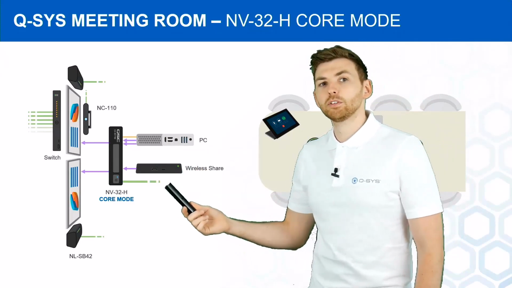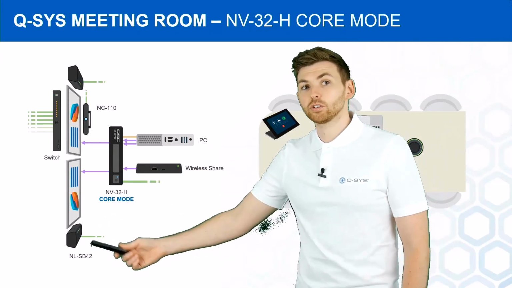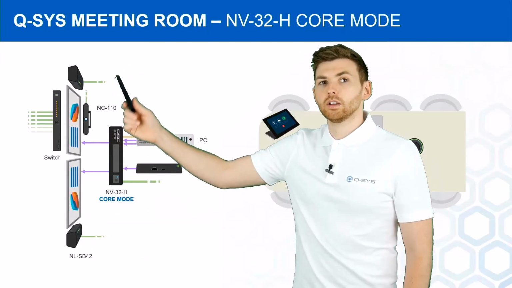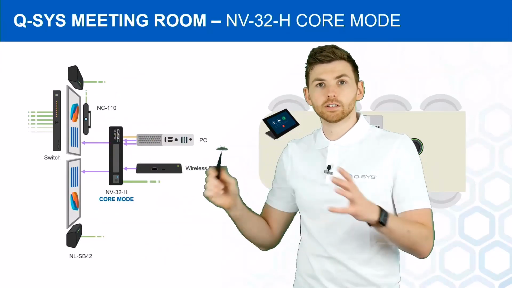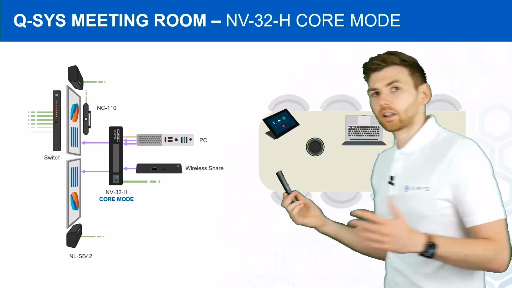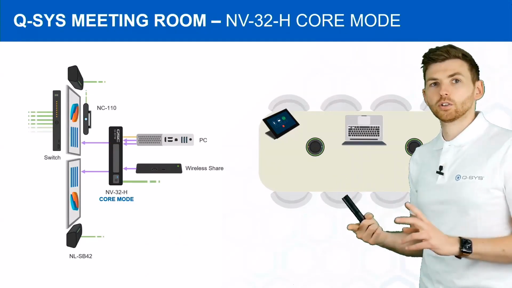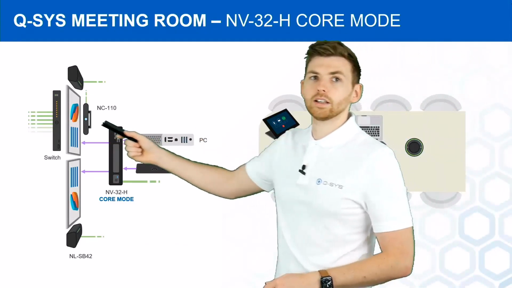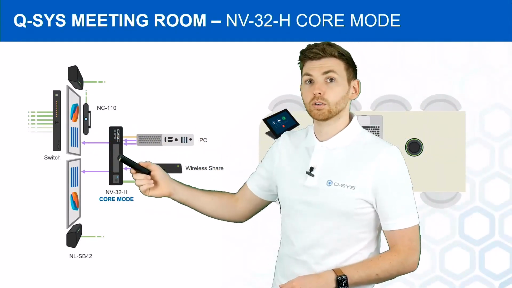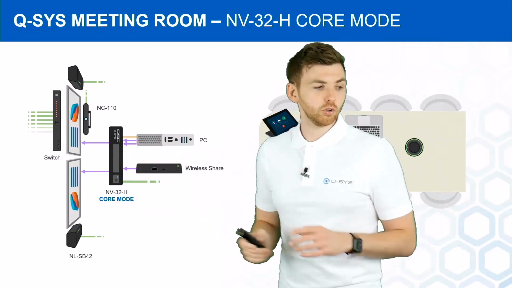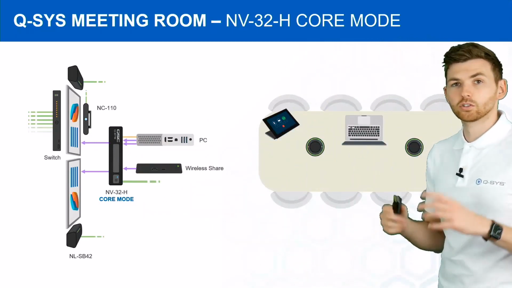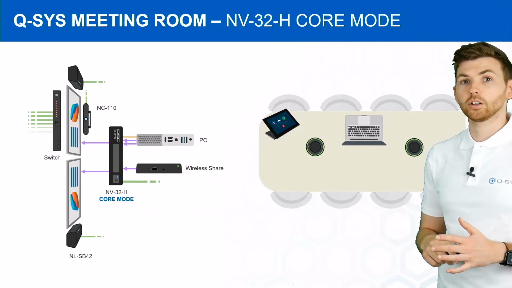And then we've also got NL-SB42, so soundbar, NL speakers, NC110, perfect for these kind of smaller rooms. And that's it. You've got your audio, your video, your control system, all contained in this one little box. Okay, so do bear this in mind for these smaller systems. It's really great processor for those kind of rooms.